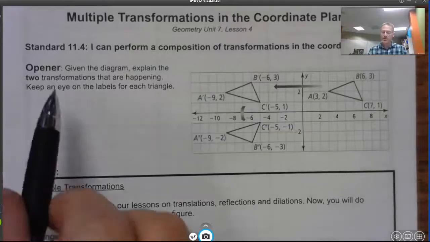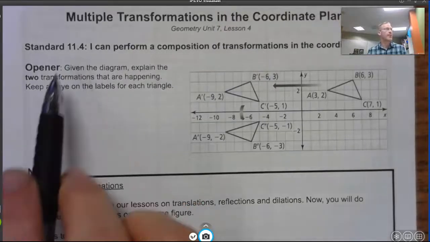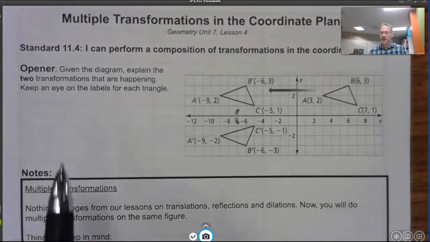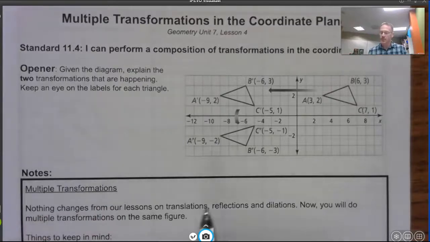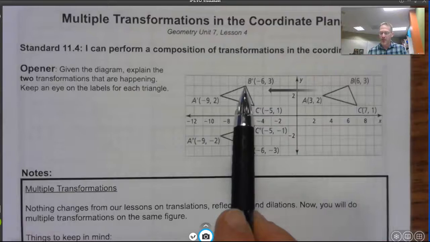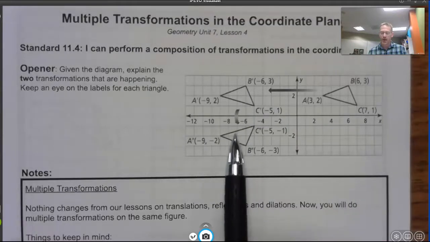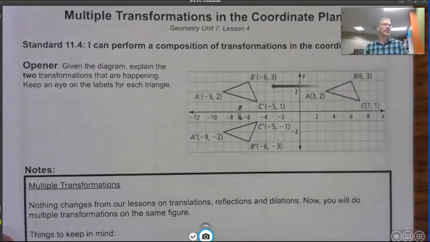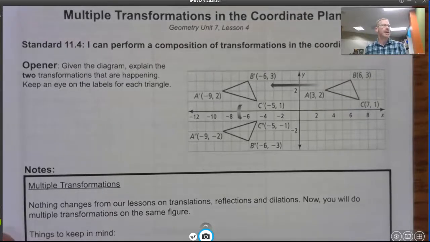So you can see that this is standard 11.4. I can perform a composition of transformation in the coordinate plane. And to get you thinking about that, I'm going to have you do the opener here. So explain, right, if we go from ABC to A prime, B prime, C prime to A double prime, B double prime, C double prime, what is happening? So describe each of those transformations, right? Pause the video, write that down, flip it back on, and let's see how you did.